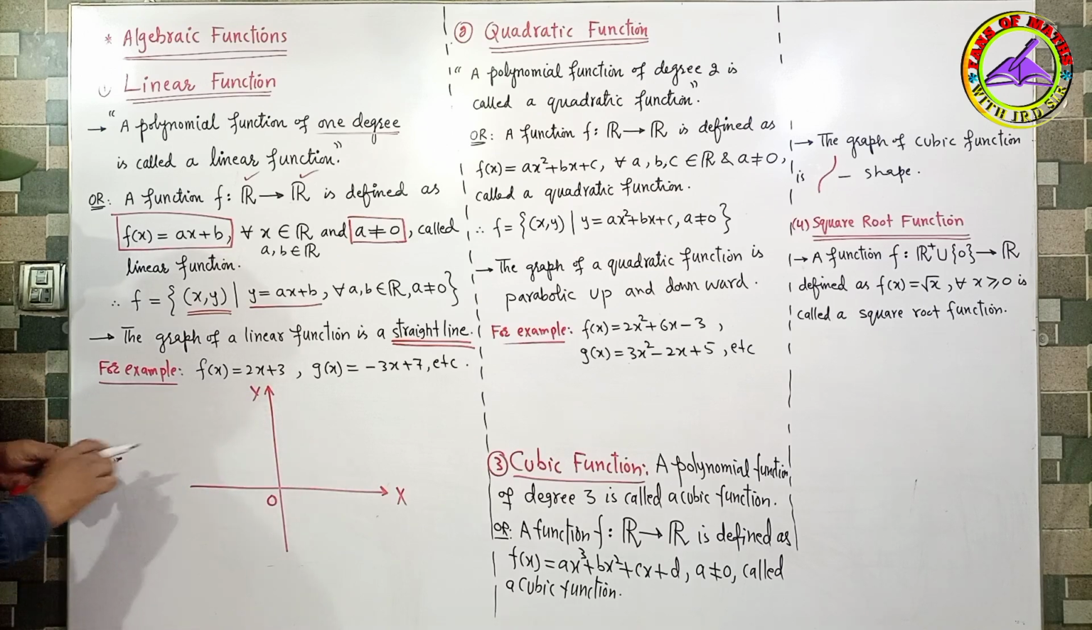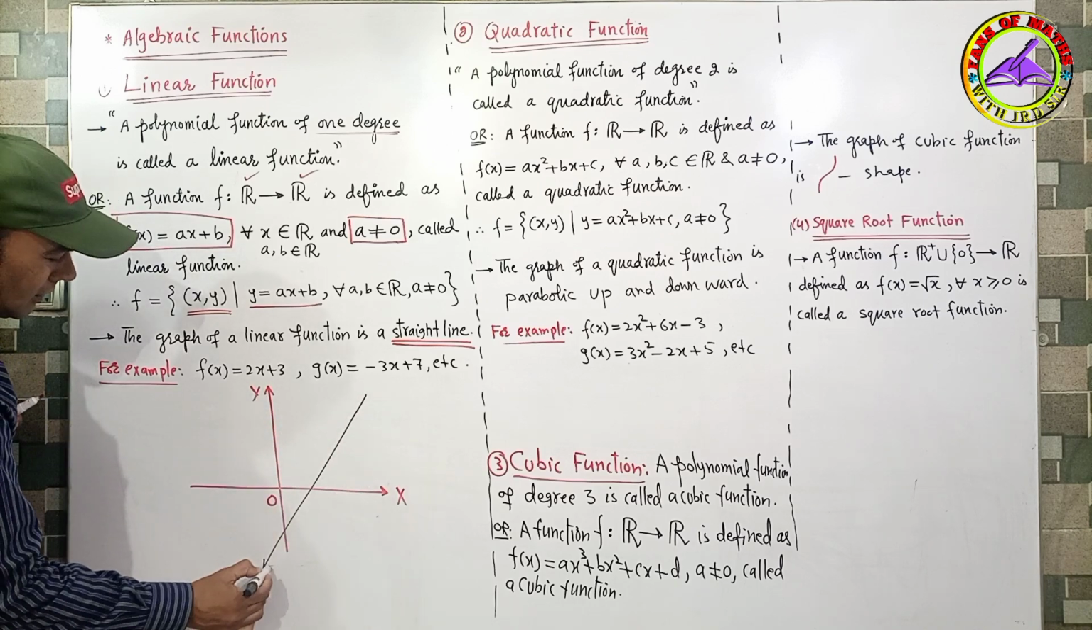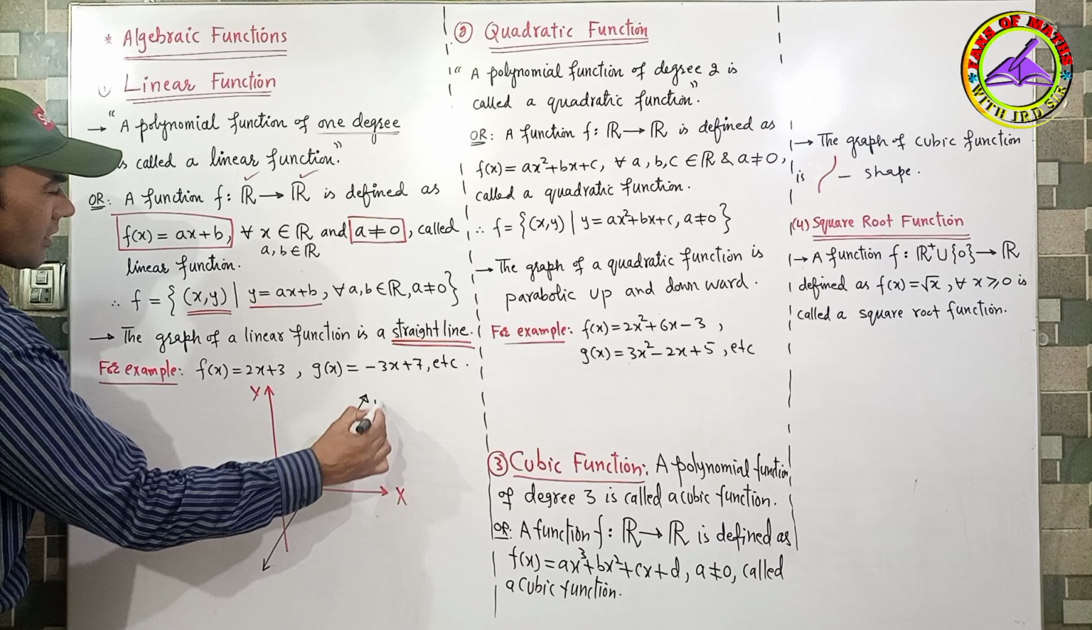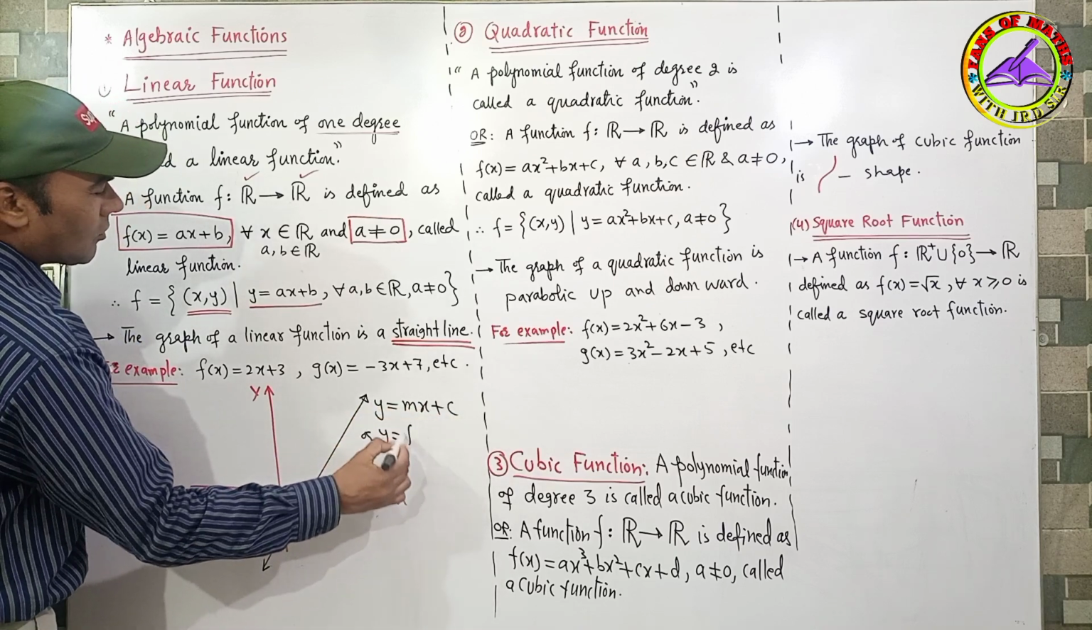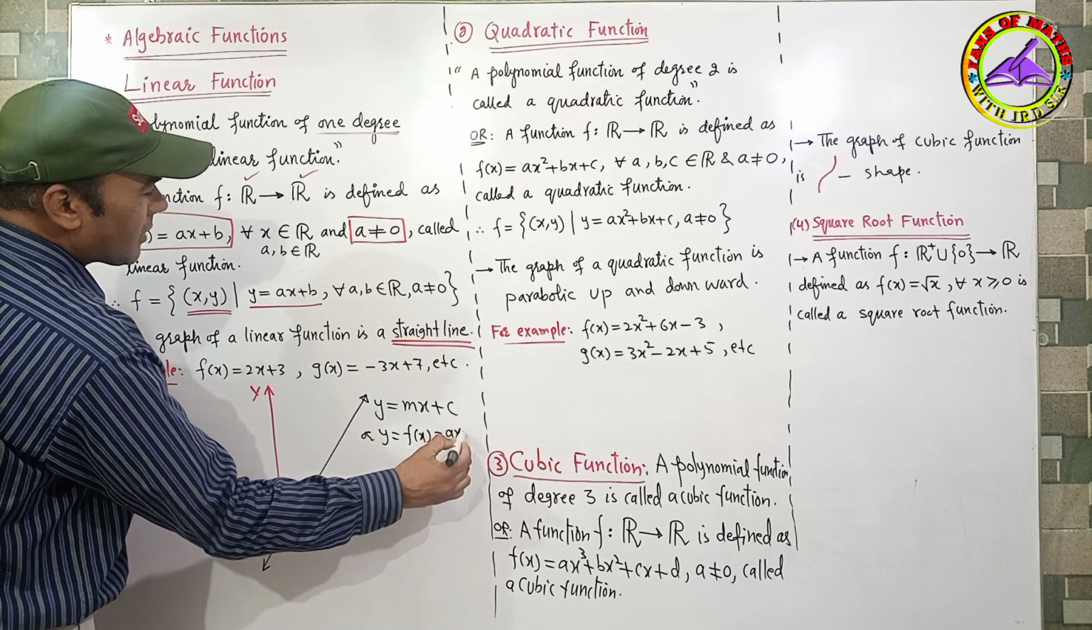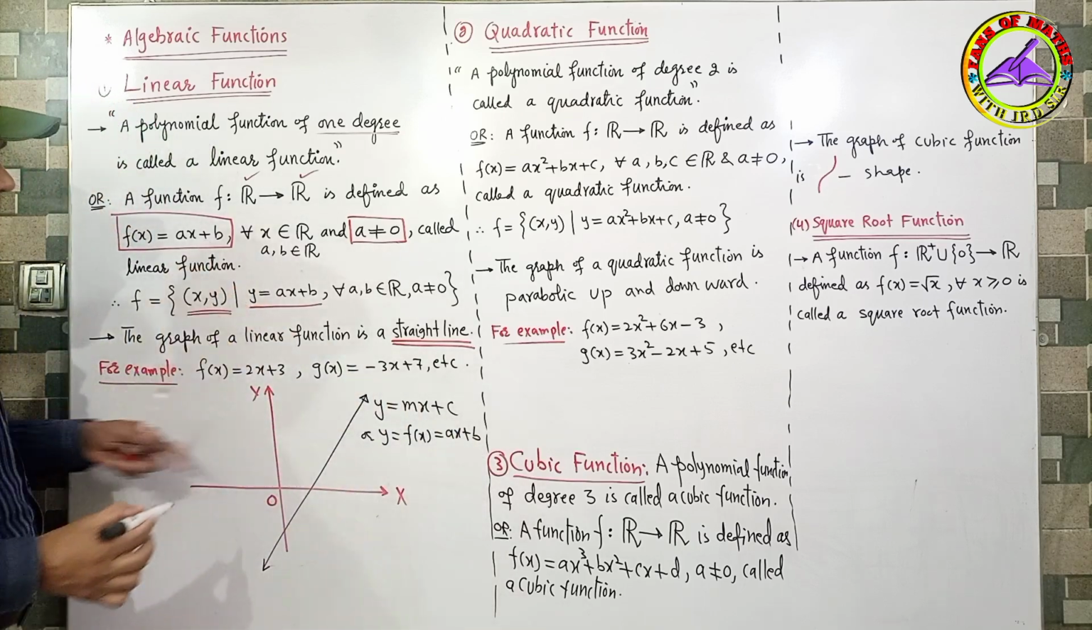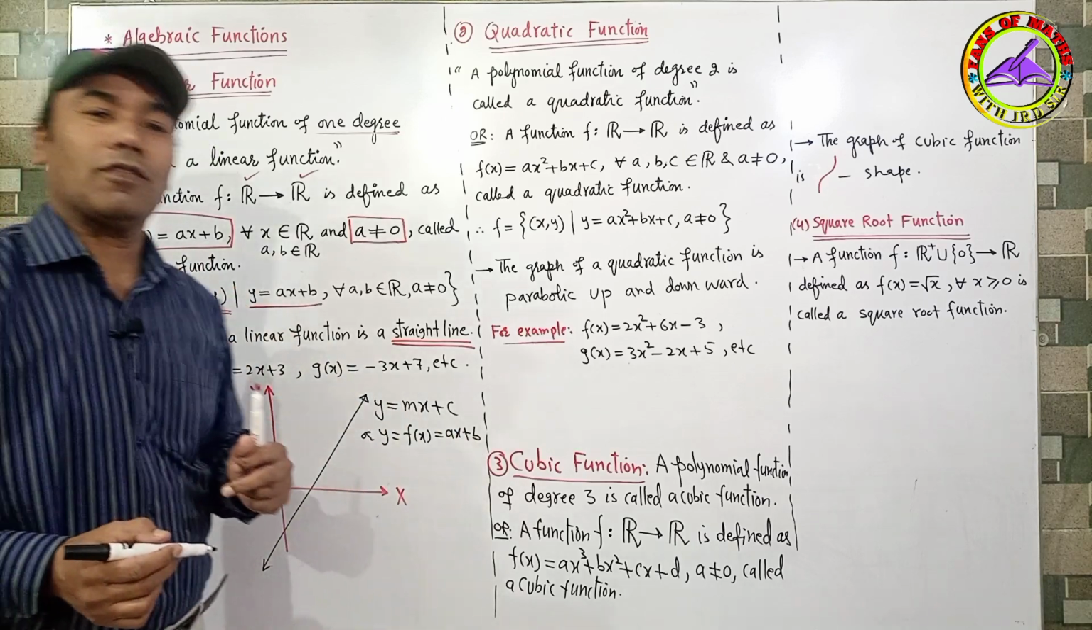बेटा अब ग्राफ आप ऐसे स्ट्रेट लाइन ड्रा करो. This is the graph of linear function. You can say y is equal to mx plus c, or y is equal to f of x, which is ax plus b, which is written here. So this is called the graph of linear function.